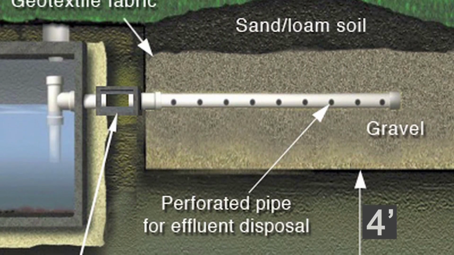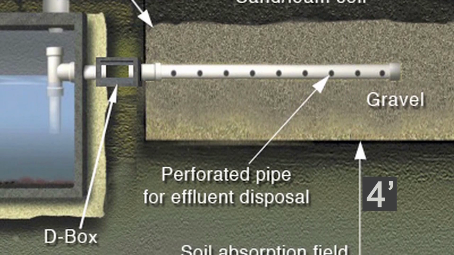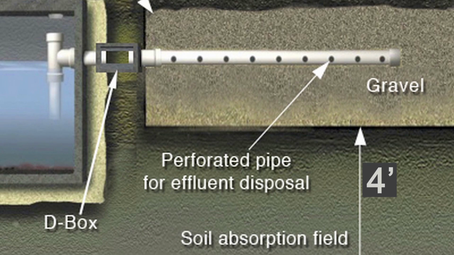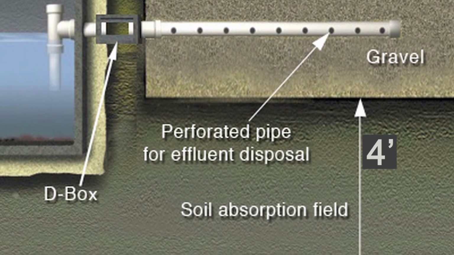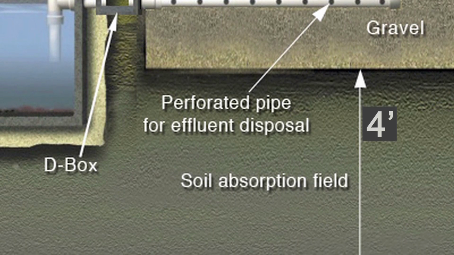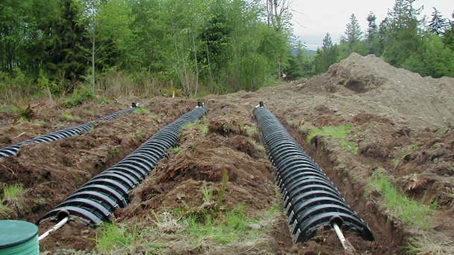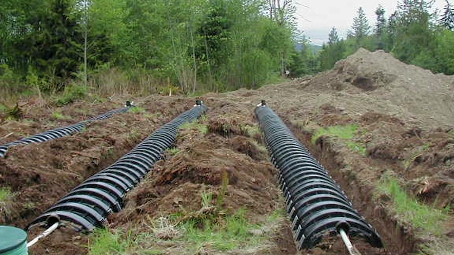Here, we can see a cross-section of the drain field. The perforated drain pipe sits on a level grade with gravel. The gravel provides a space for the effluent to move. Above the gravel is a fabric layer to keep the upper-level fine soil from moving down into the gravel. Here's an example of gravel-less chambers used in place of rock and filter fabric.